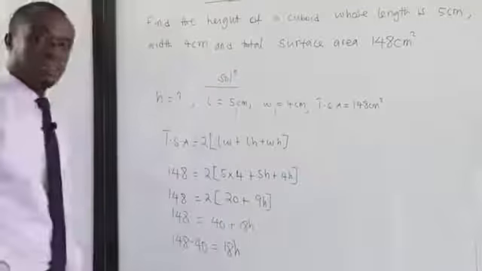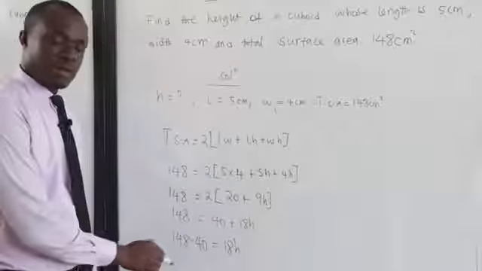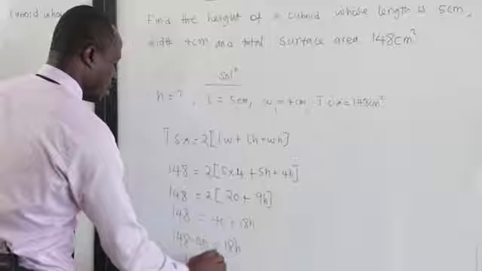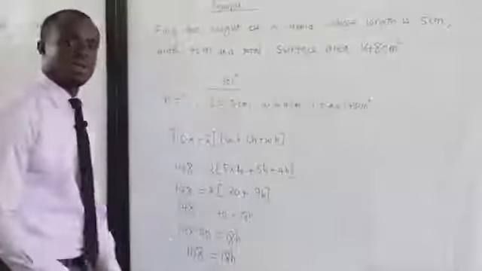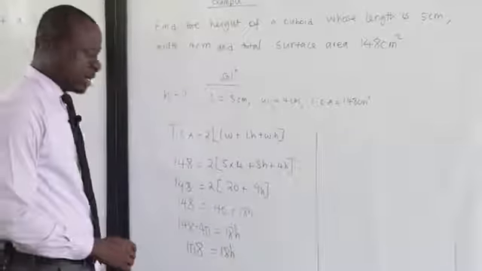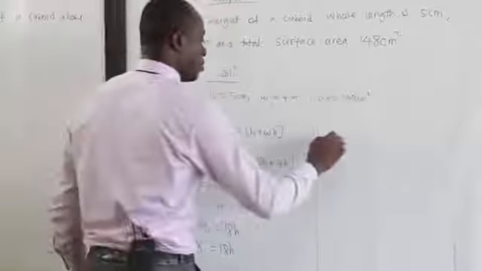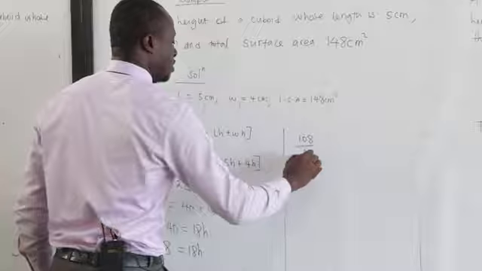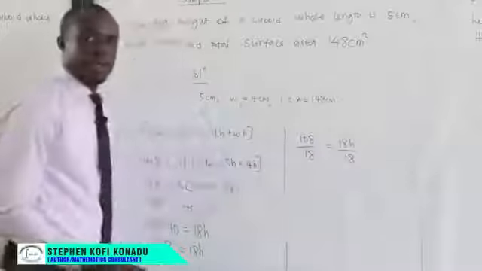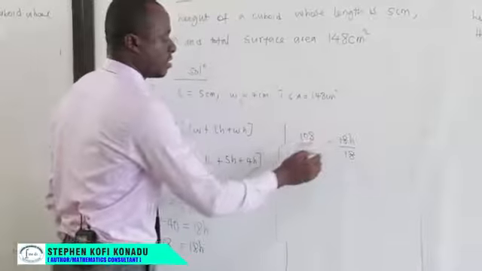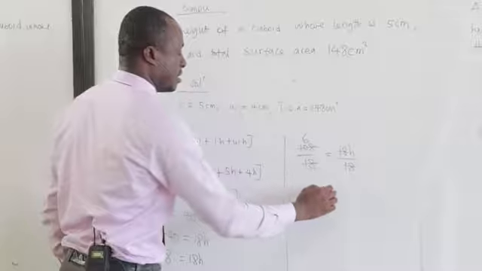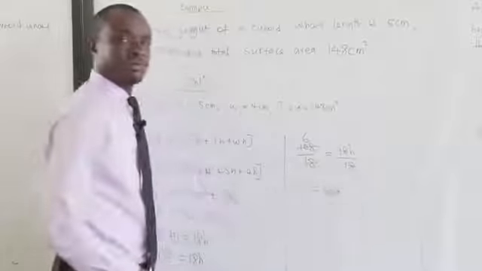Now, what is 148 minus 40? This is 108 equal to 18H. I want to find H. What should I do? I can divide through by what is multiplying the H, which is 18. So 108 over 18 equal to 18H all over 18. Clearly this 18 will cancel this. 18 will go into 108, that is 6. Therefore the height is 6 centimeters.